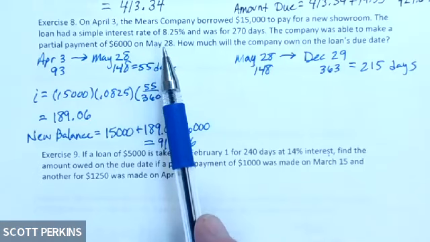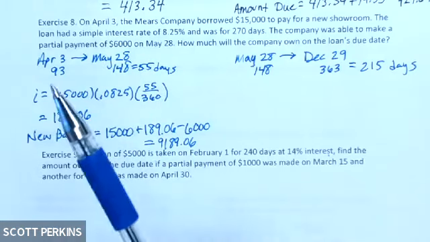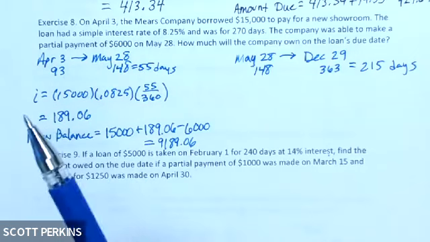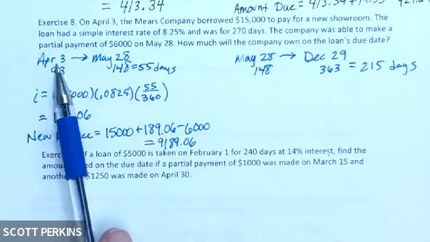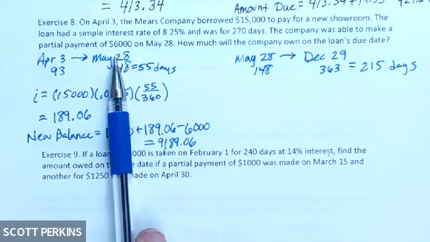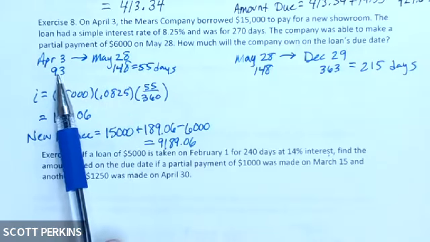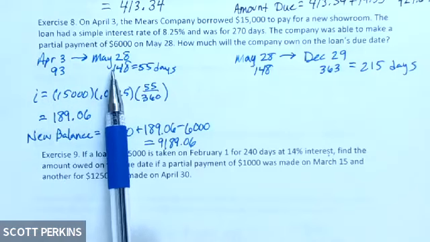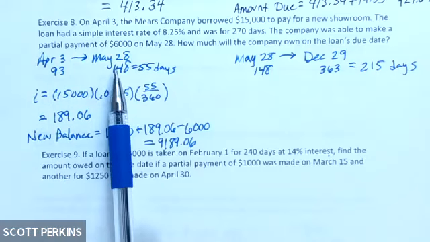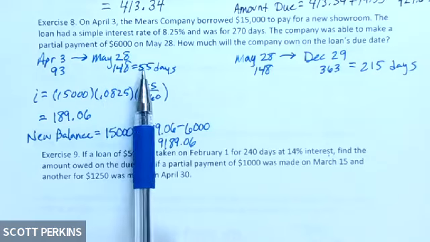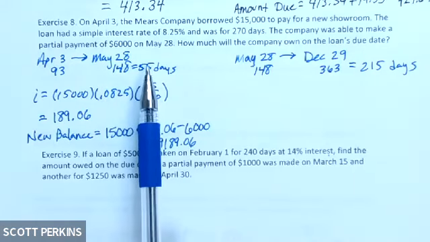So I need to go through and first figure out what's that new balance going to be on May 28th. So from April 3rd to May 28th, that's the first part of the problem. April 3rd is the 93rd day of the year. May 28th is the 148th day of the year. That's from the chart. That's 55 days total.